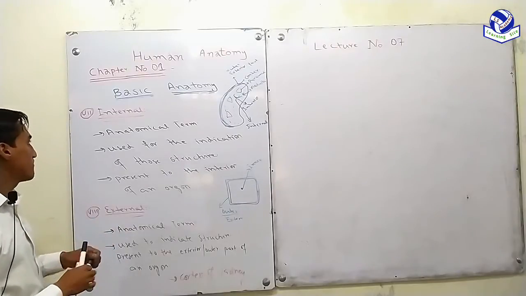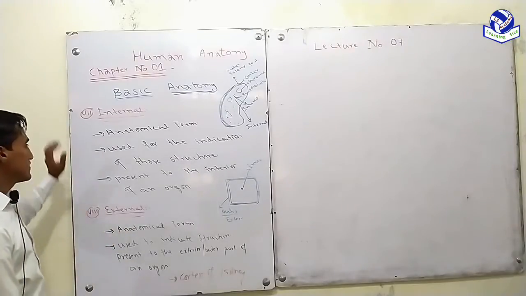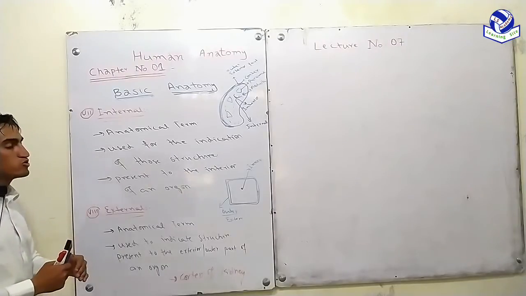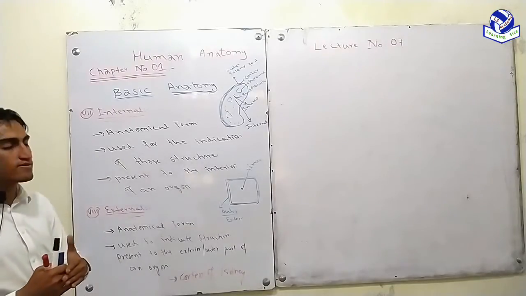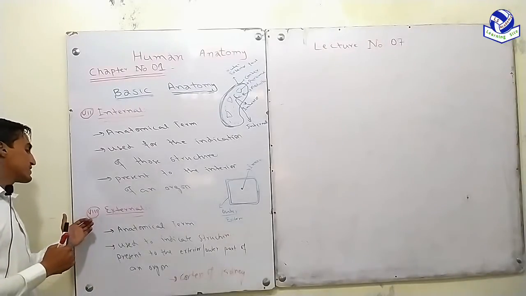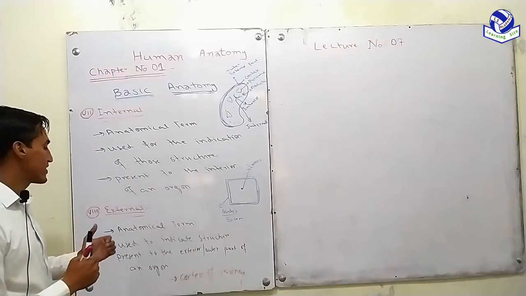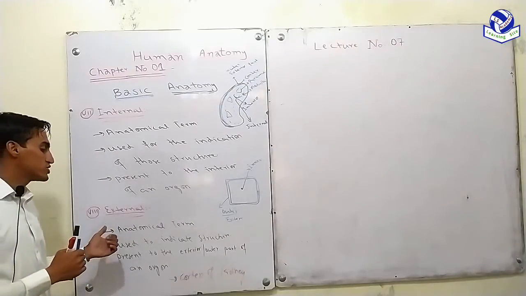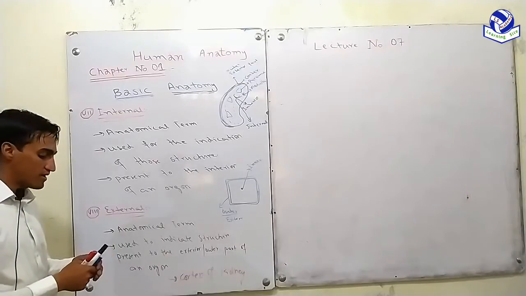Like the cortex of kidney. So the first one is internal. Internal is an anatomical term used to indicate those structures which are present to the interior of an organ. And the second one is external. External is an anatomical term used to indicate those structures which are present to the exterior of an organ.